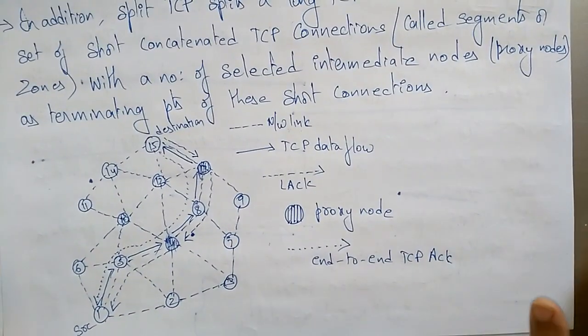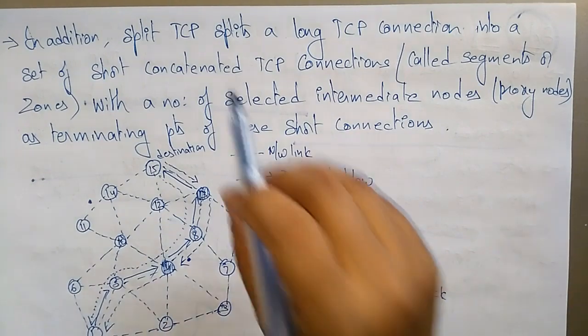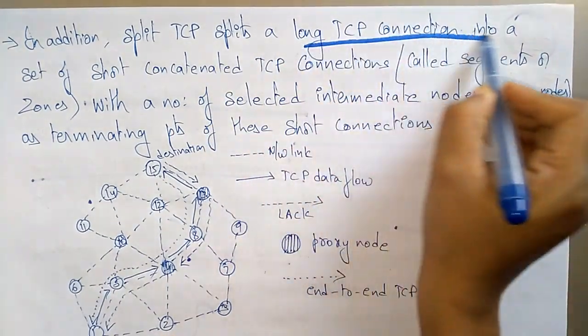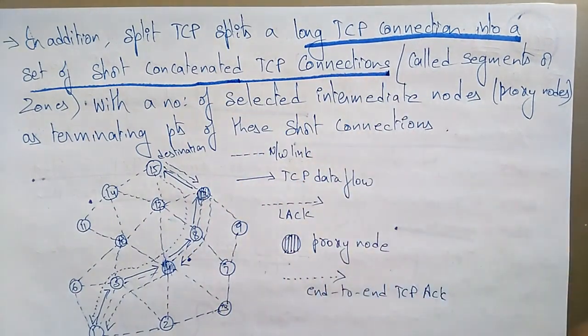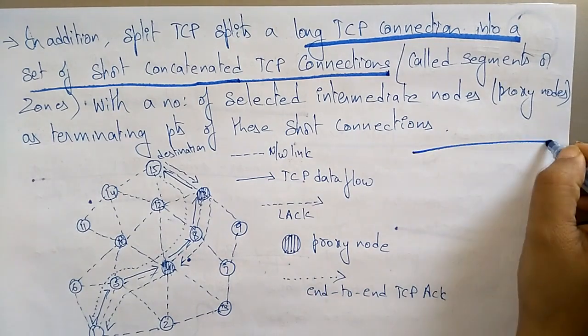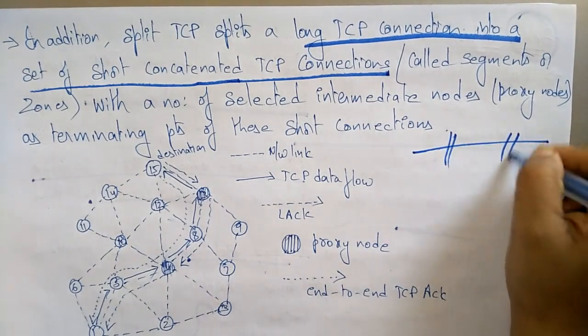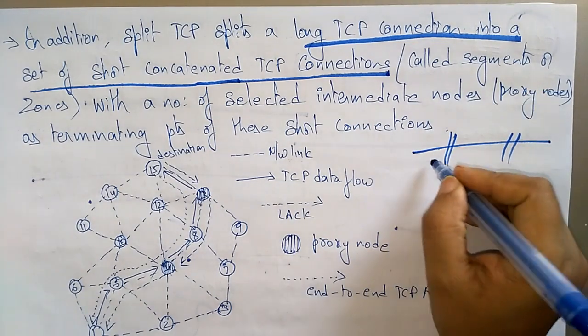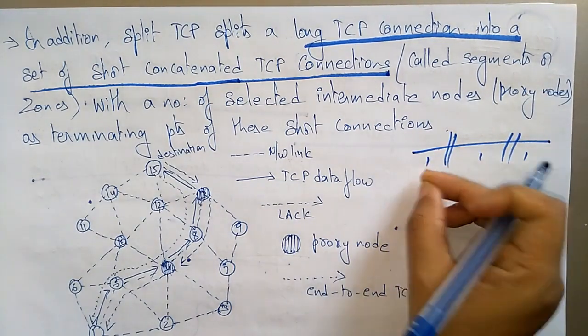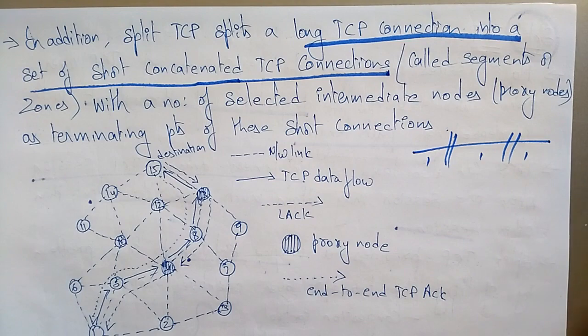In addition, split TCP splits a long TCP connection into a set of short concatenated TCP connections, which you call segments or zones. So whenever there is a long TCP connection, it will be broken down into short concatenated TCP connections. Each one you call a segment, or you can call it a zone also.